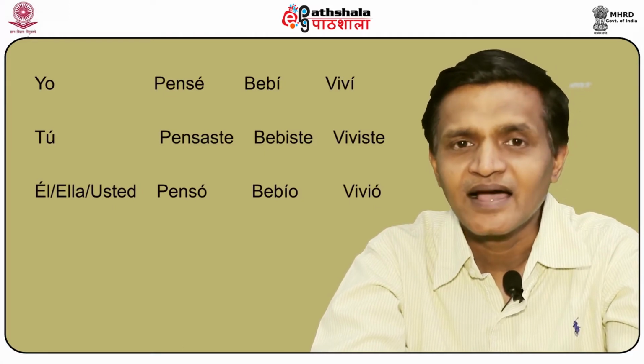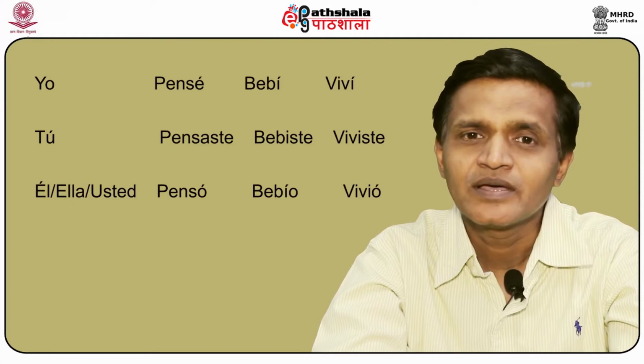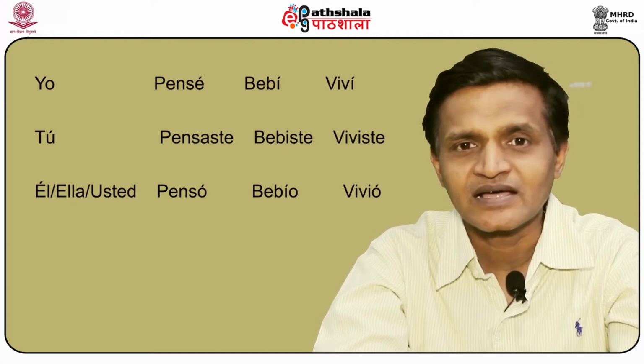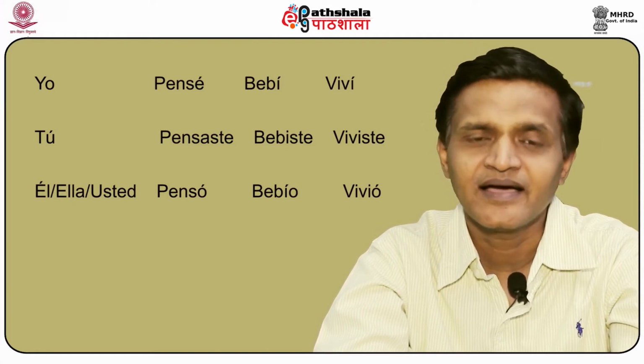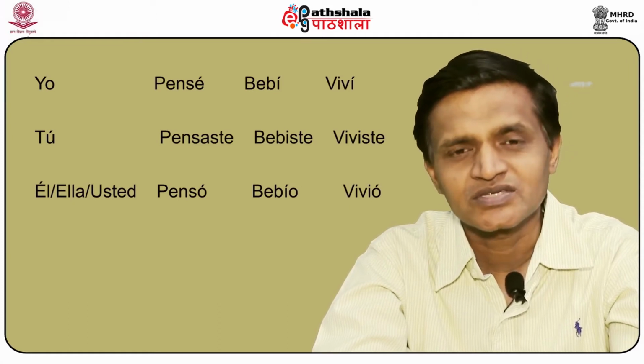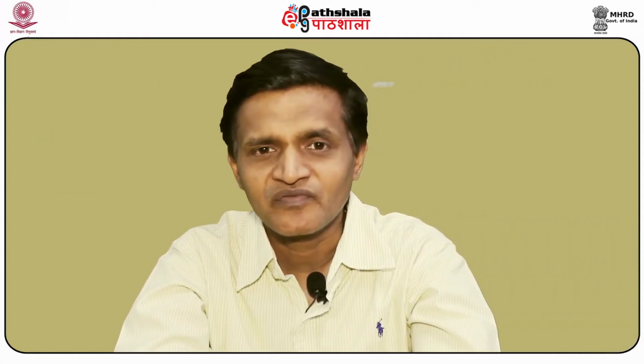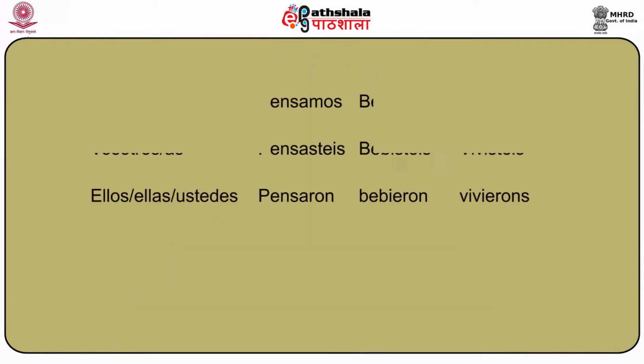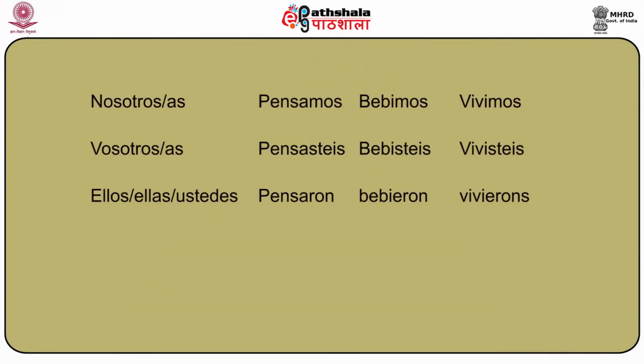In the ella and usted forms, it is pensó, bebió or vivió, with an accent on the O's. Ella, usted pensó, bebió or vivió. Nosotros or nosotras, it is pensamos, bebimos or vivimos. In vosotros or vosotras, it becomes pensasteis, bebisteis or vivisteis. In ellos, ellas and ustedes, it becomes pensaron, bebieron and vivieron.